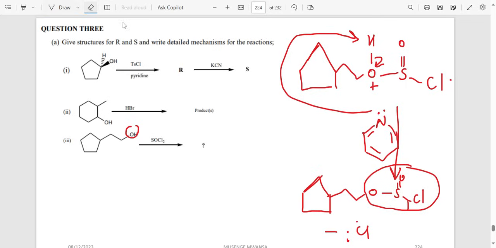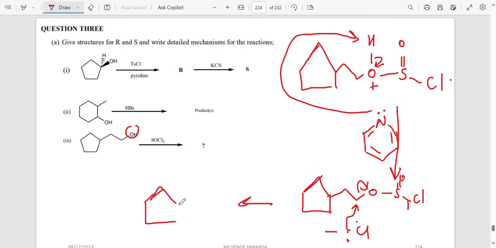So what happens? Just the same mechanism as the previous one, right? So this will come and attack here, breaking off this bond. And then the product is going to be a chlorine here. Okay. Don't forget, for this one, it will not be a mixture of two enantiomers. Why? Because this reaction is happening by SN2. So meaning that if this one was in front, then the chlorine is going to attach at the back.